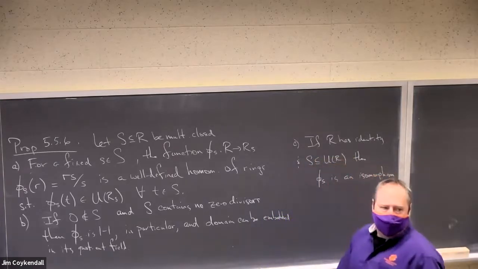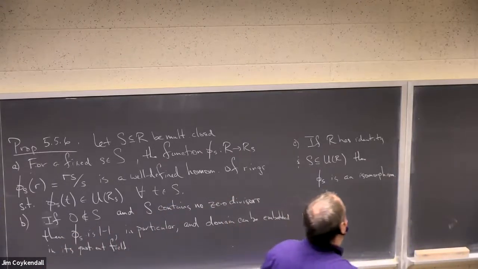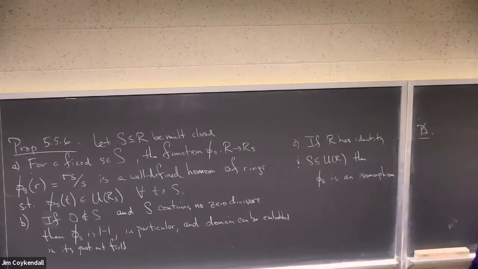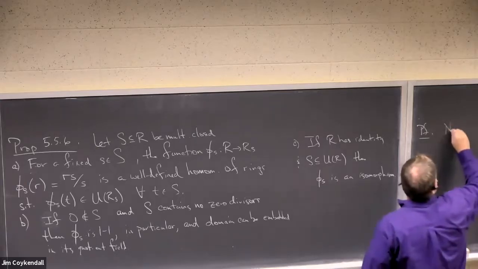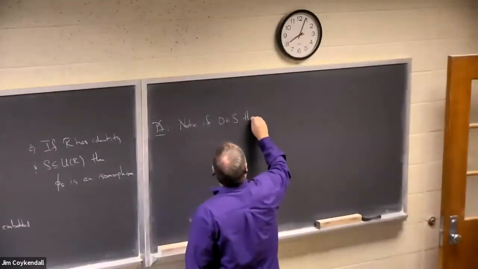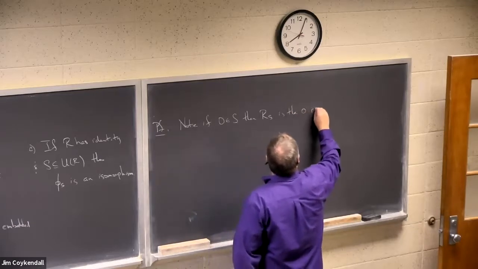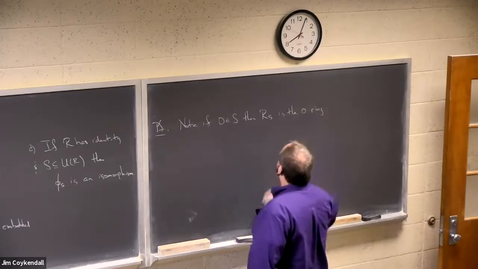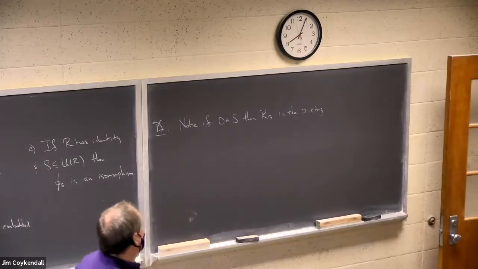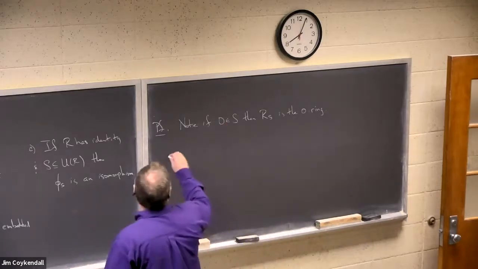Okay, so I'm not going to go over all this in great detail, but let me get you over a couple of bumps here and point out something first. Before I talk about any of the parts here, note if 0 is in S, then R_S is 0. That's why we usually avoid this situation. But this is a silly topology. So let me say why this is so.